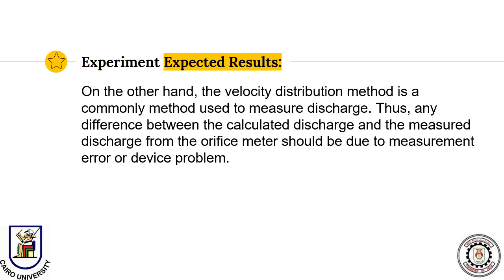On the other hand, the velocity distribution method is a commonly used method to measure discharge. Thus, any difference between the calculated discharge and the measured discharge from the orifice meter should be due to measurement error or device problem.